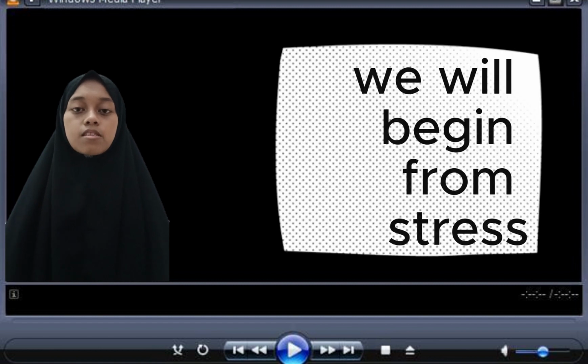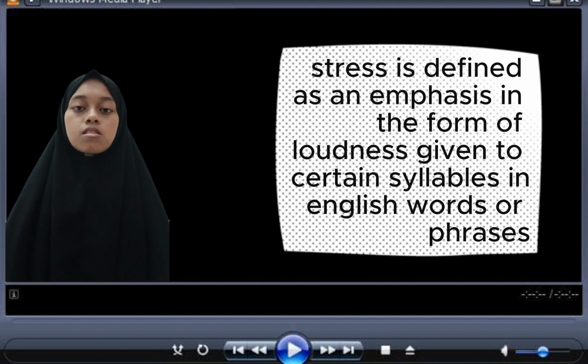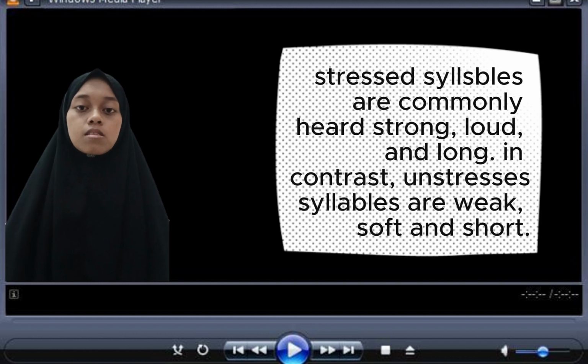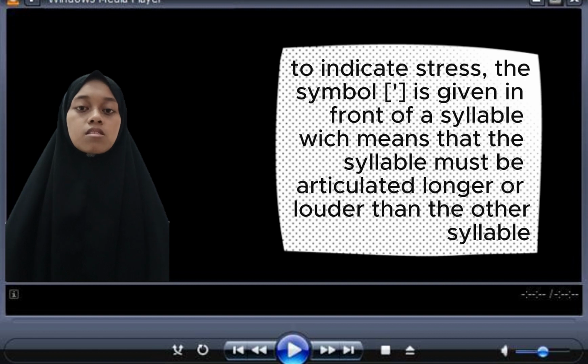We'll begin with stress. Stress is defined as an emphasis in the form of loudness given to certain syllables in English words. Stressed syllables are commonly heard as strong, loud, and long. In contrast, unstressed syllables are weak, soft, and short. To indicate stress, the symbol comma is given in front of a syllable, which means that the syllable must be articulated longer or louder than the other syllables.